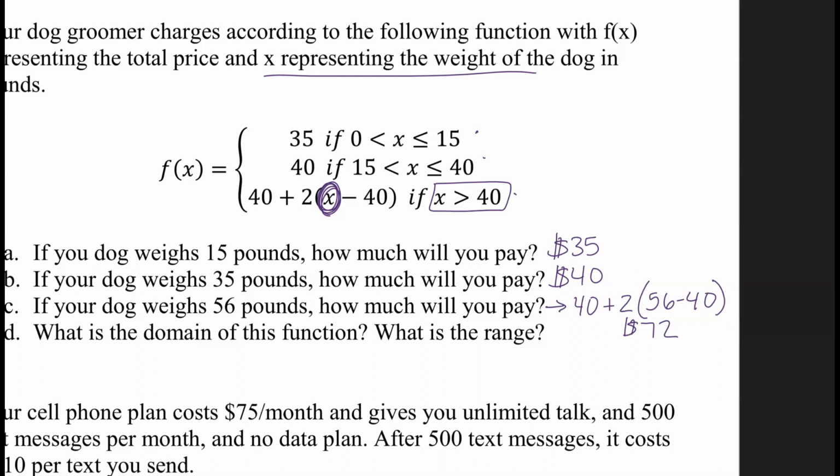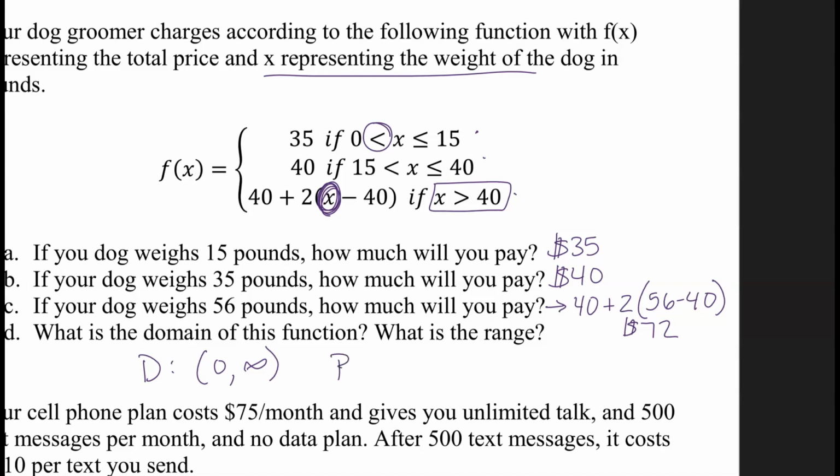And then what is the domain of this function? What is the range? So the domain is looking at your x value. So you look at your restrictions. We start at 0, but notice it's not equal to 0. You're not going to have a 0 pound dog. So our domain starts at 0, but it's not equal to 0, so I don't put a bracket, up to infinity.